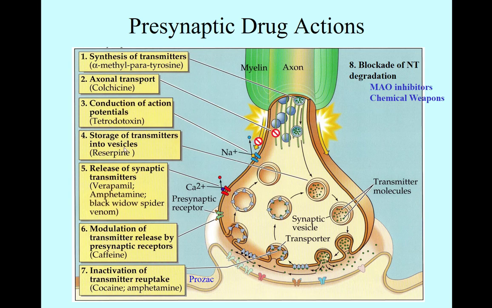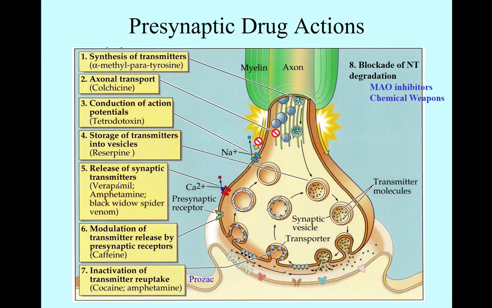Number 4, storage of transmitters into vesicles. Okay, reserpine is another drug invented by scientists that we tweaked, and it has to do with whether these components get packaged into the vesicles or not. Again, if they're not packaged, they can't be released, they can't do their job.